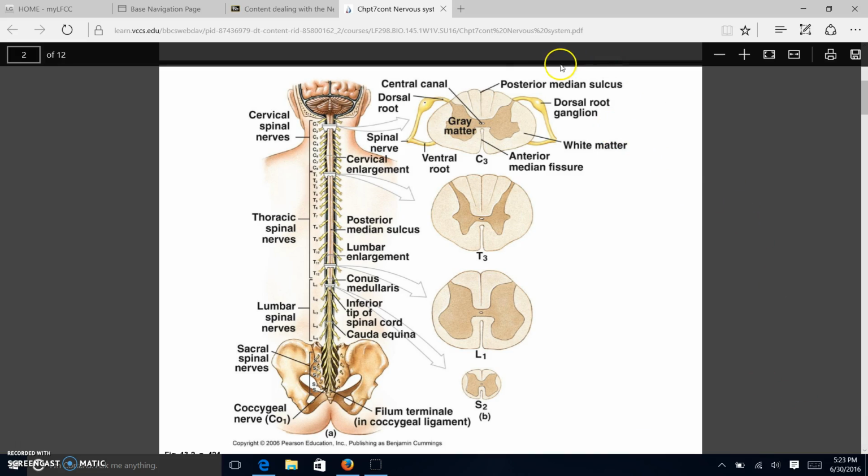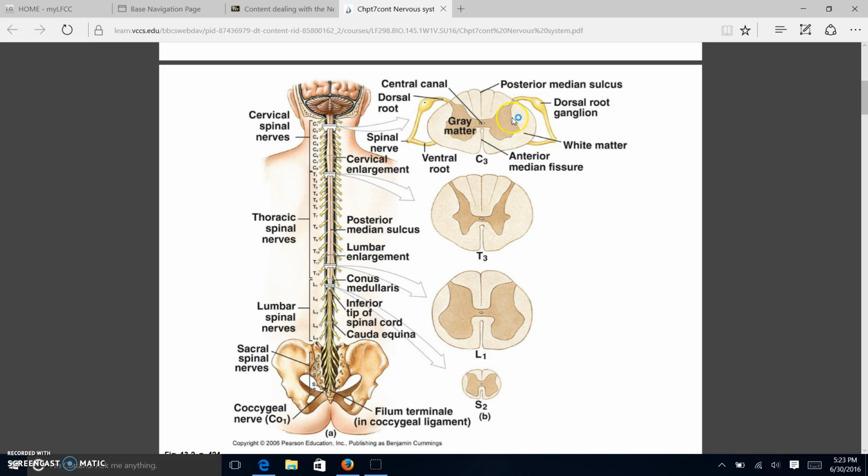Okay, what we can actually see here is that all of these areas have a gray matter area in the middle. And of course, we said gray matter is basically where connections are being made, where we're actually making synapses. Now notice that outside of the gray matter area, we've got the rest of the spinal cord, which is the white matter.